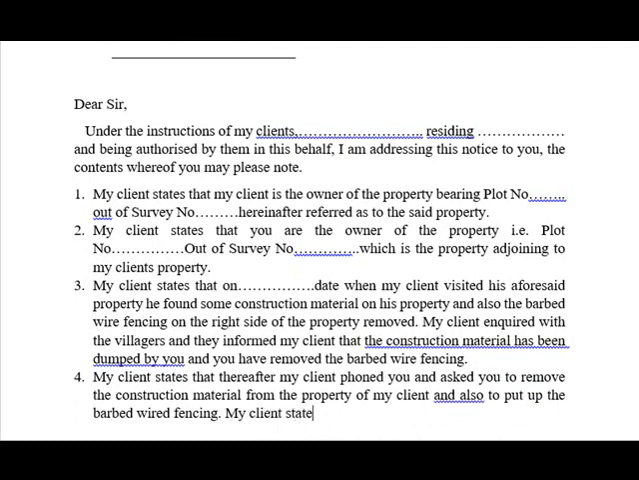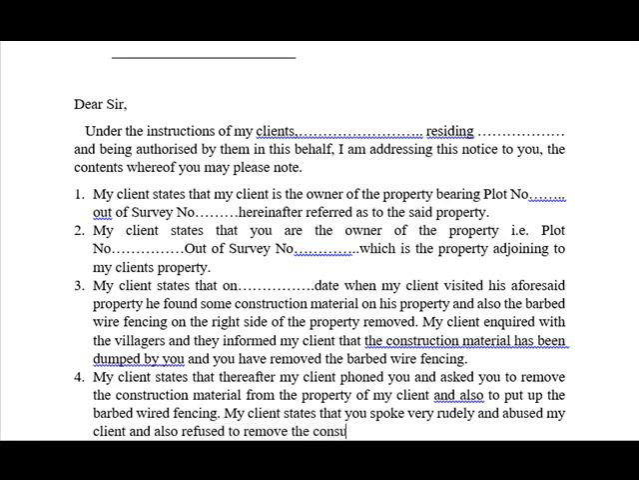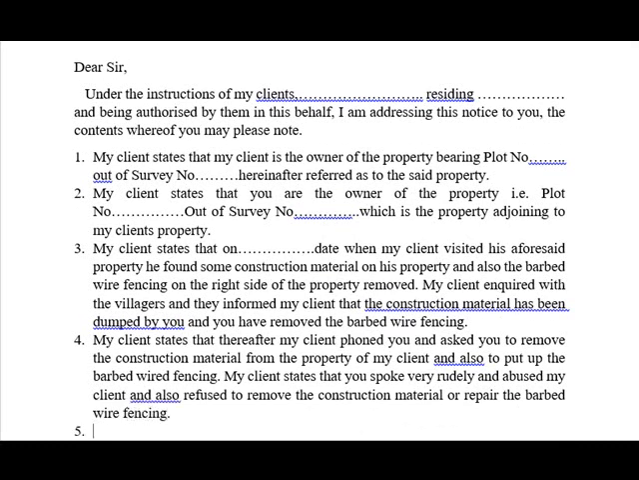My client states that you spoke very rudely and abused my client and also refused to remove the construction material or repair the barbed wire fencing.